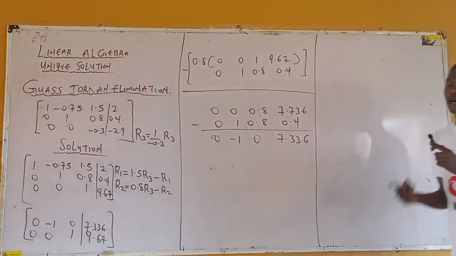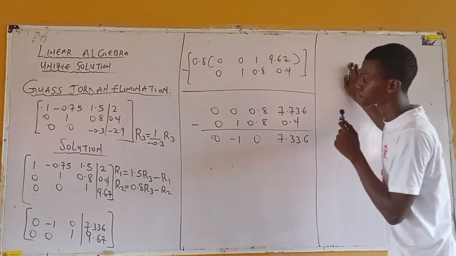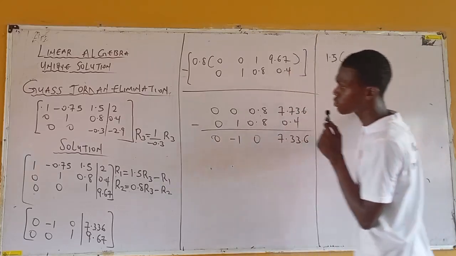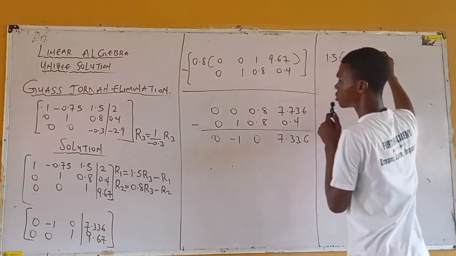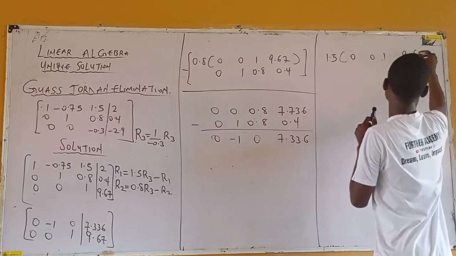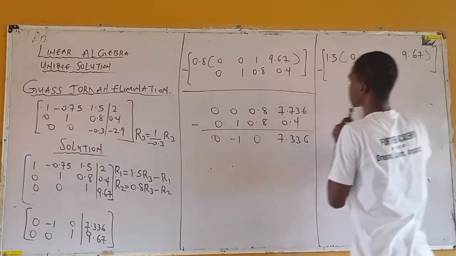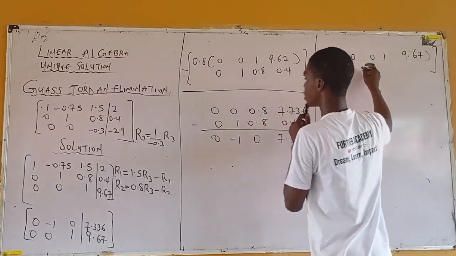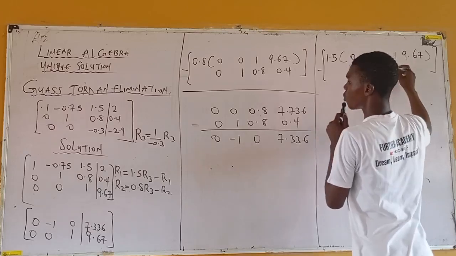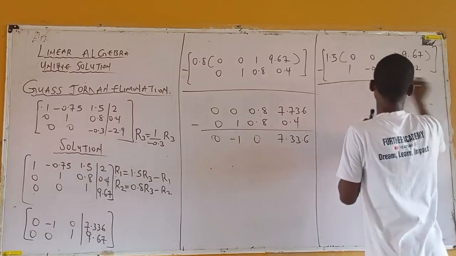So let's solve for row. What row are we solving for now? Row 1. Solving for row 1, what do we have? 1.5, R3. What's R3 in this case? 0, 0, 1, 9.67 minus, what's our row 1? 1, negative 0.75, 1.5, and 2. So let's solve for this also.